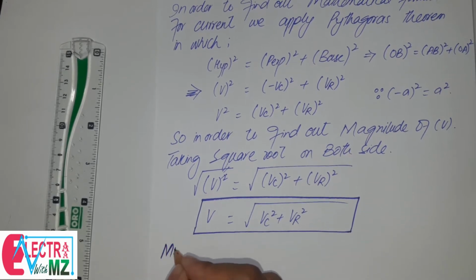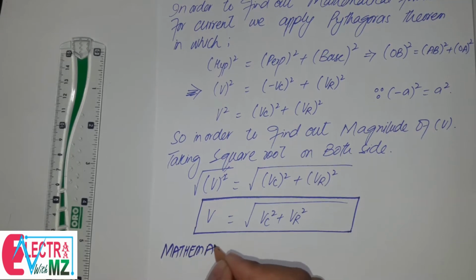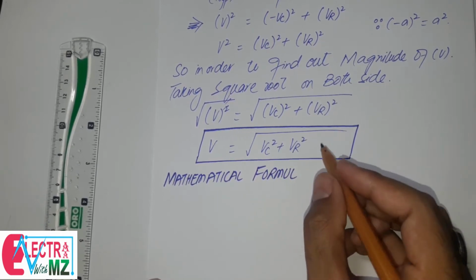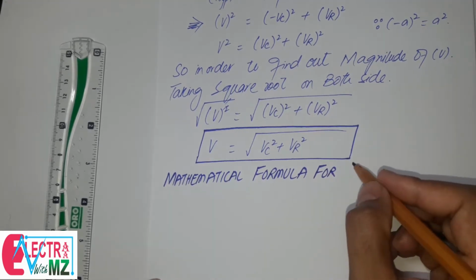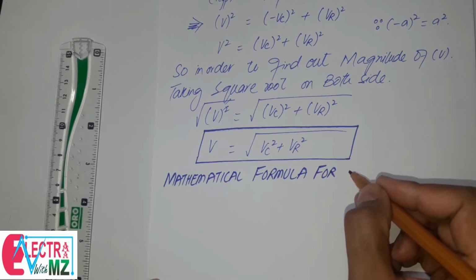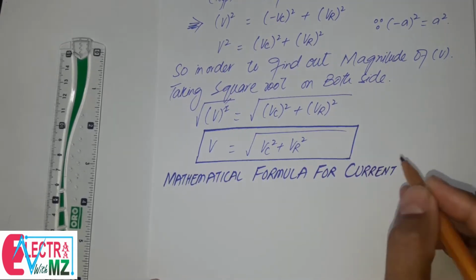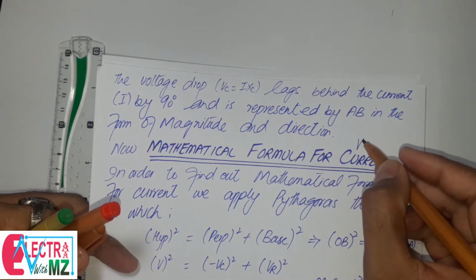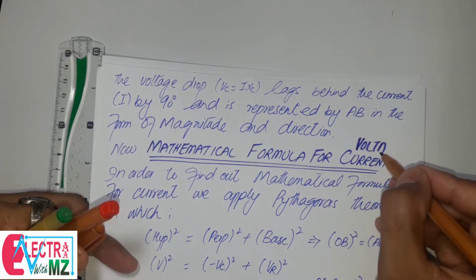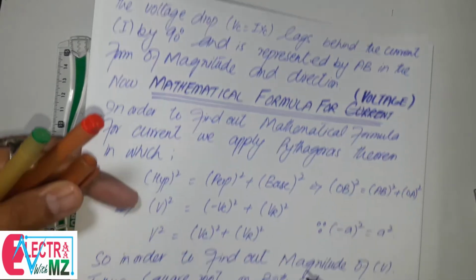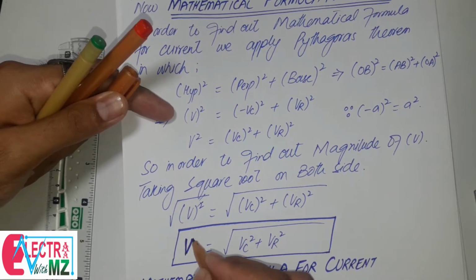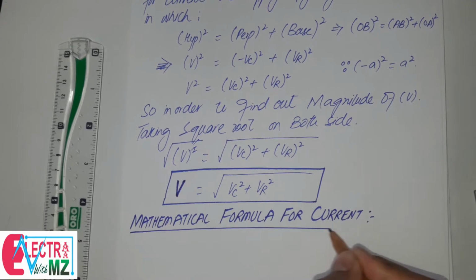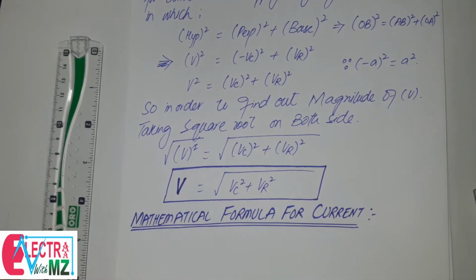Okay, now sorry, this is the mathematical formula for voltage, because here we just find out the magnitude of voltage V. Okay, so now we can find out the mathematical formula for current.